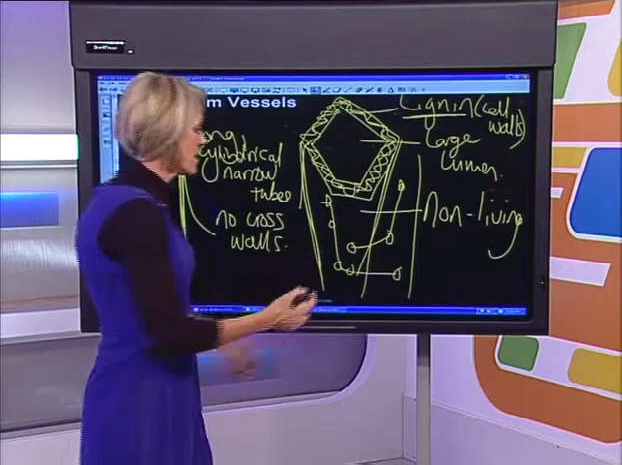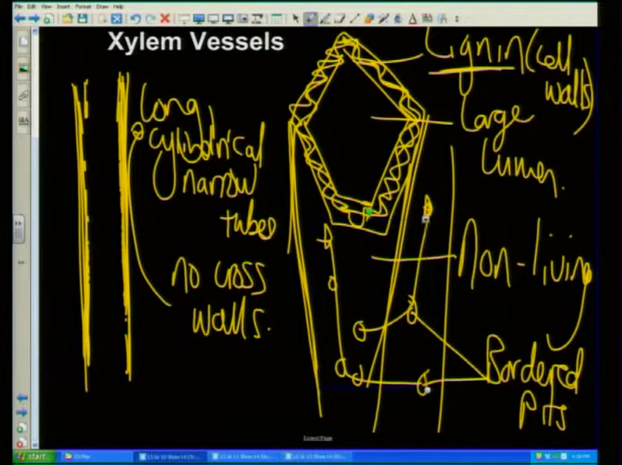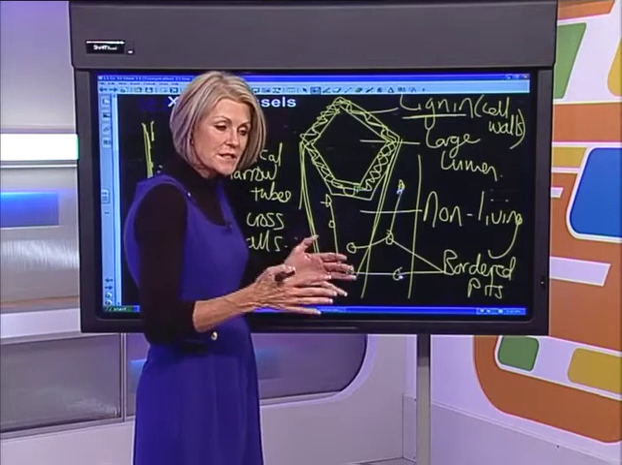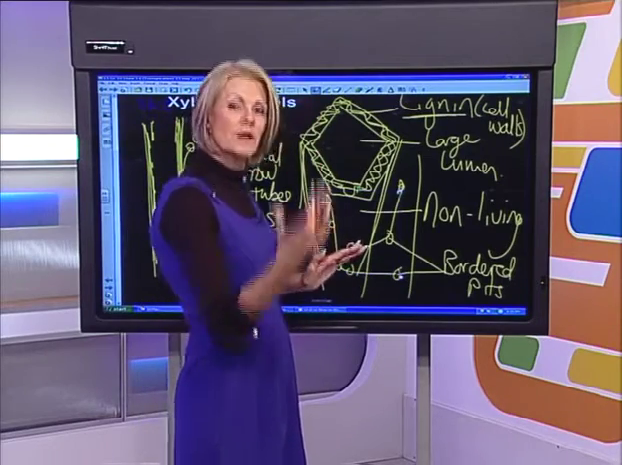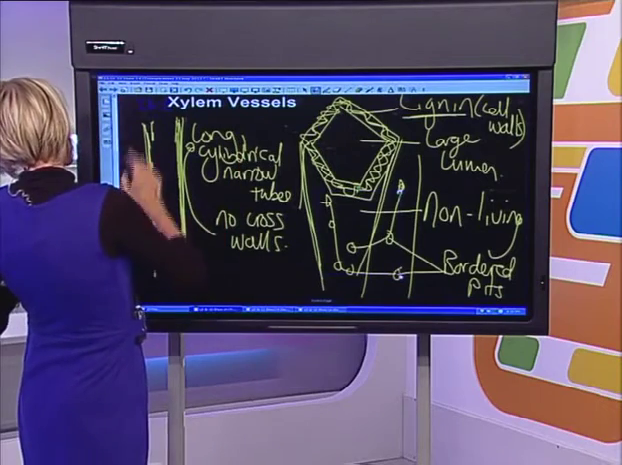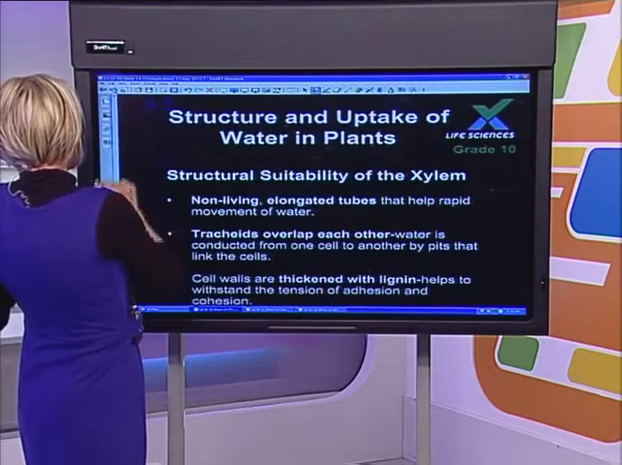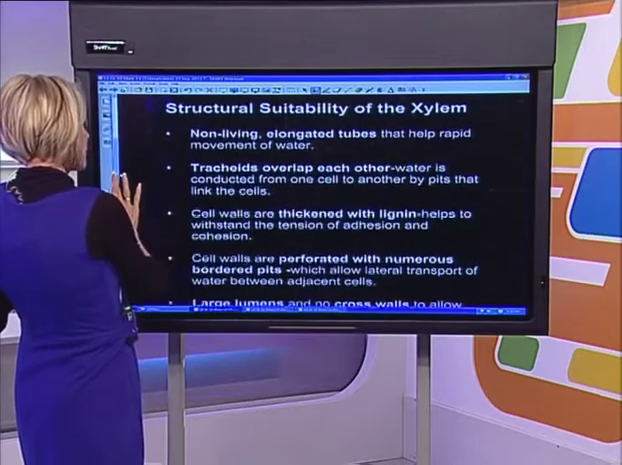So what do they have? These little holes, and these little holes are called bordered pits. And they allow for the sideways movement of the water. So when one xylem vessel gets full, it can pass the water to the next one to help it push up. Okay, so that's important with regards to capillarity. And then structural suitability of the xylem, I've just gone through it.